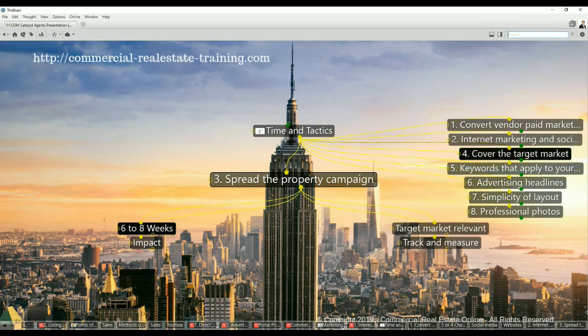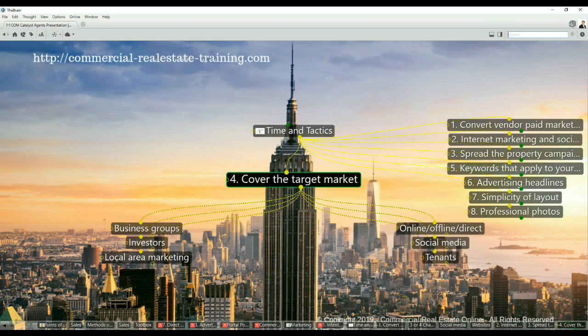Let's go further. Cover the target market. So you've got some different aspects to consider here in covering the target market. That's particularly business groups. Maybe you need to tap into certain business groups, certain economic business groups in your city. Some investors, perhaps. Local area marketing is quite important because most of the buyers or the tenants for a particular property will come from the local area in most situations.